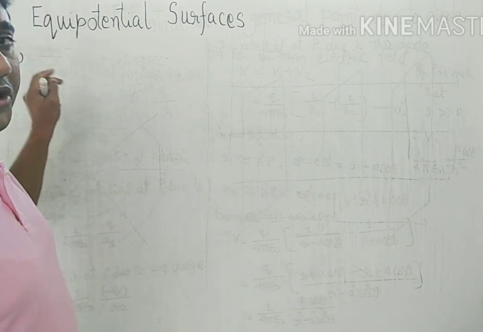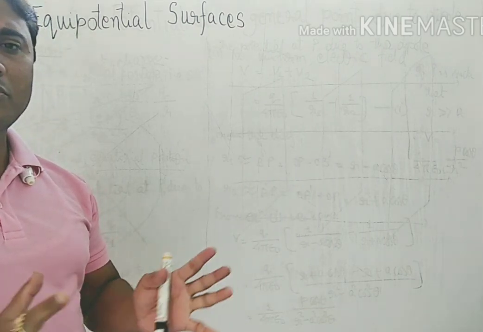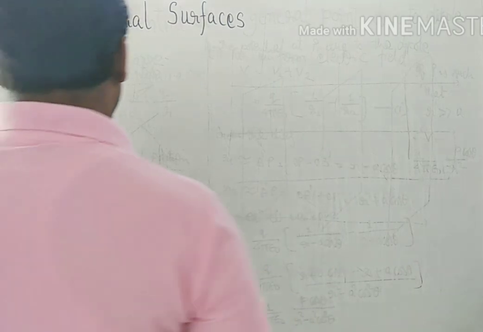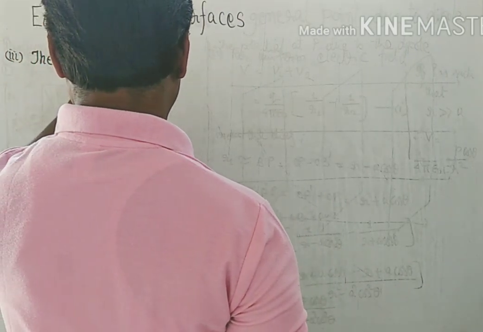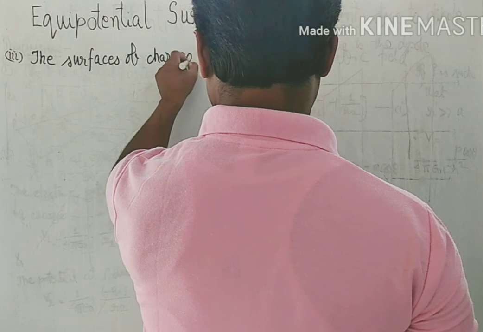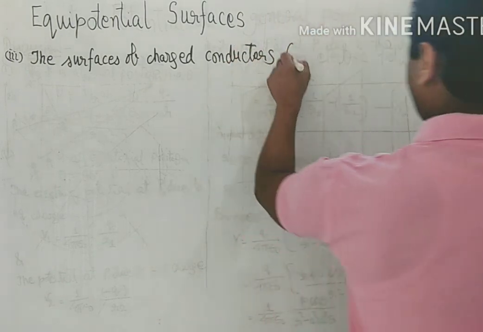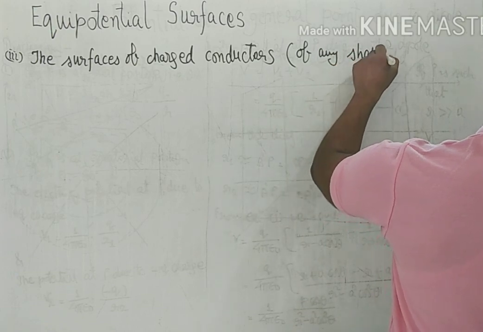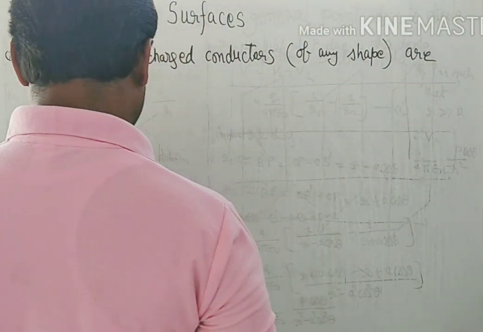Okay, students. So for the third point, what can we say? The surfaces of all kinds of conductors, whatsoever may be the shape of those conductors, are said to be the surfaces of equipotential. So here you can write the surfaces of charged conductors of any shape are equipotential surfaces.